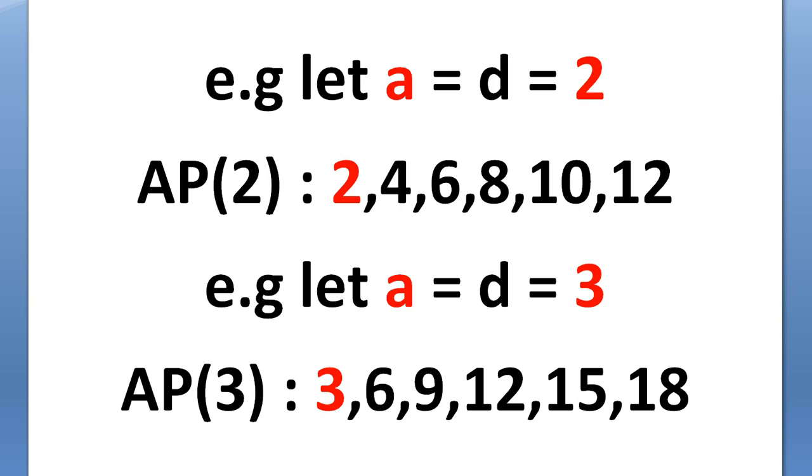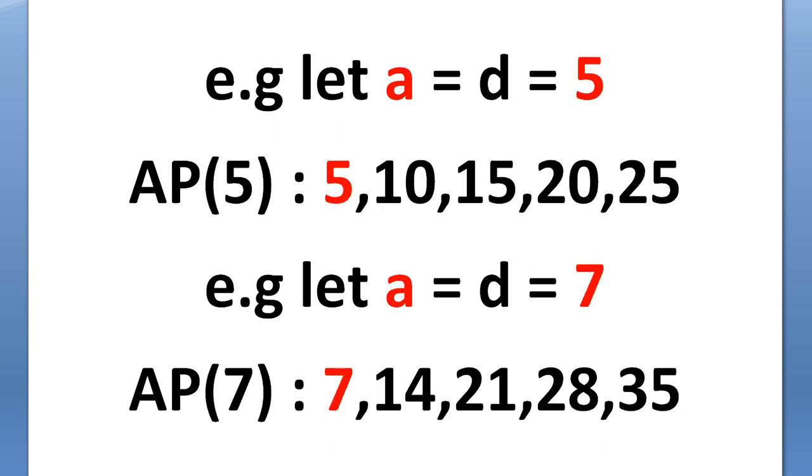If you look at AP3, it's the same idea, only 3 is the first term and 3 is the common difference. That gives us 3, 6, 9, 12, 15, 18, etc. Let A equal D equal 5. AP5 is 5, 10, 15, 20, 25. Again, 5 is prime. Do the same for 7, A equals D equals 7, so AP7 is 7, 14, 21, 28, 35, and so on.